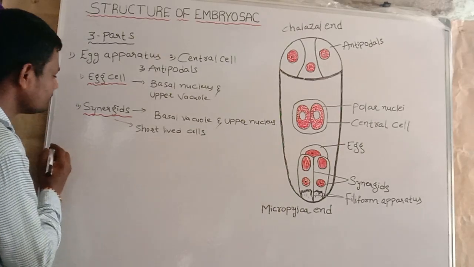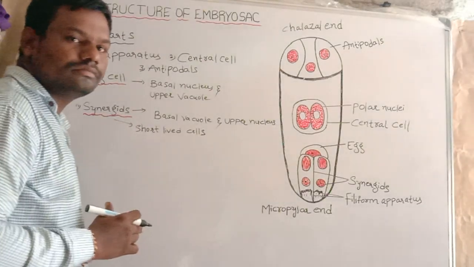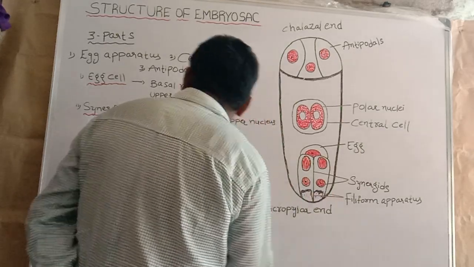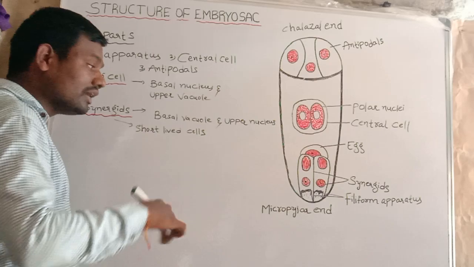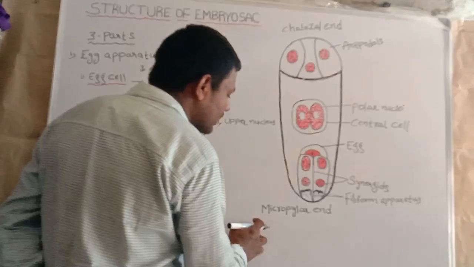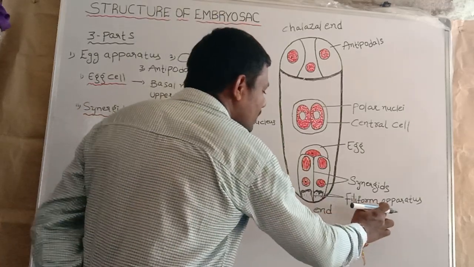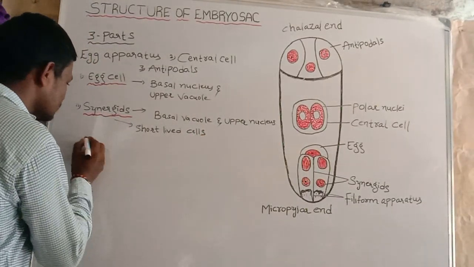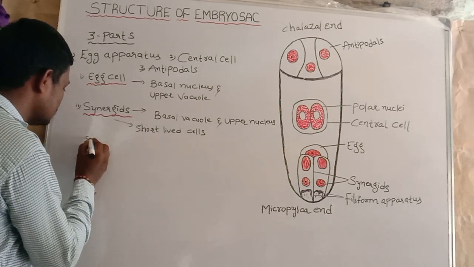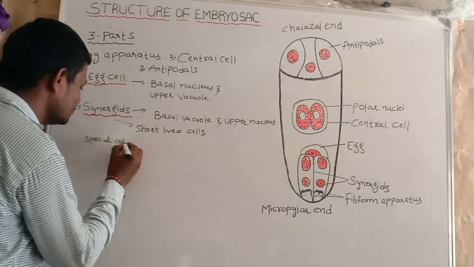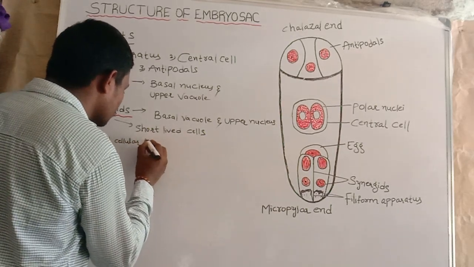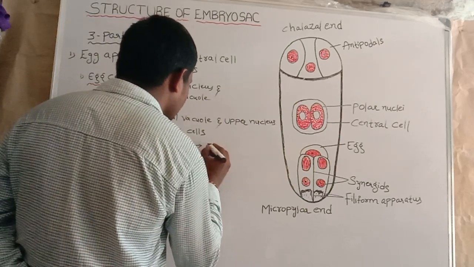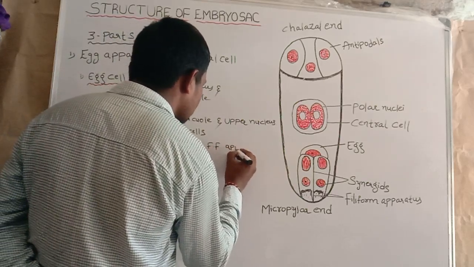And next, synergids have special cellular finger-like thickenings at the micropylar end, which are called the filiform apparatus.